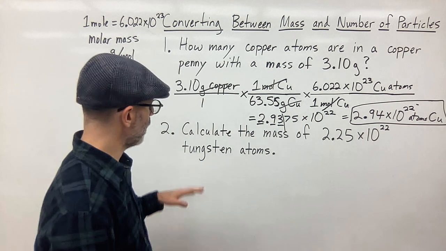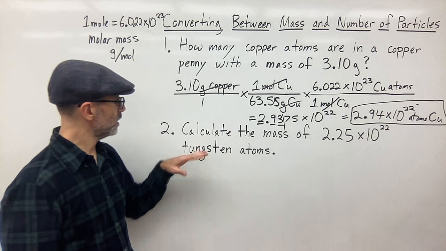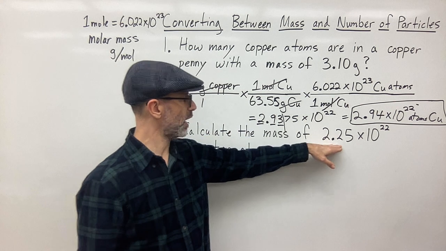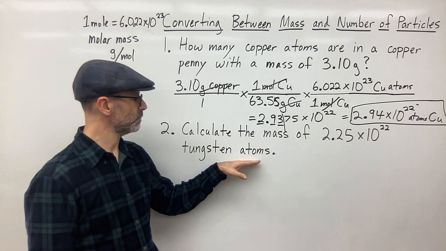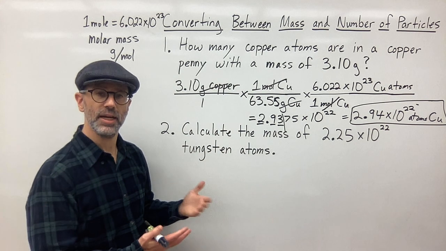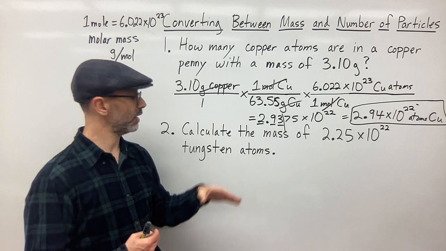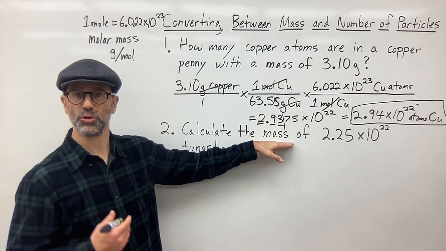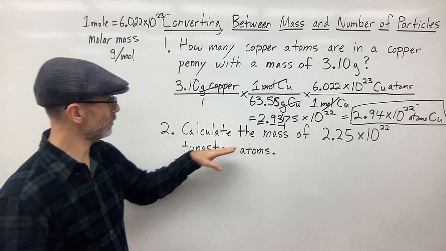Okay, what about this one now? Here we're going to be going in the opposite direction. So we're asked to calculate the mass of 2.25 times 10 to the 22nd tungsten atoms. So here we're given a certain number of atoms and we're asked to convert that to mass. And if they don't tell you what unit, then just assume grams. Make your life easier.